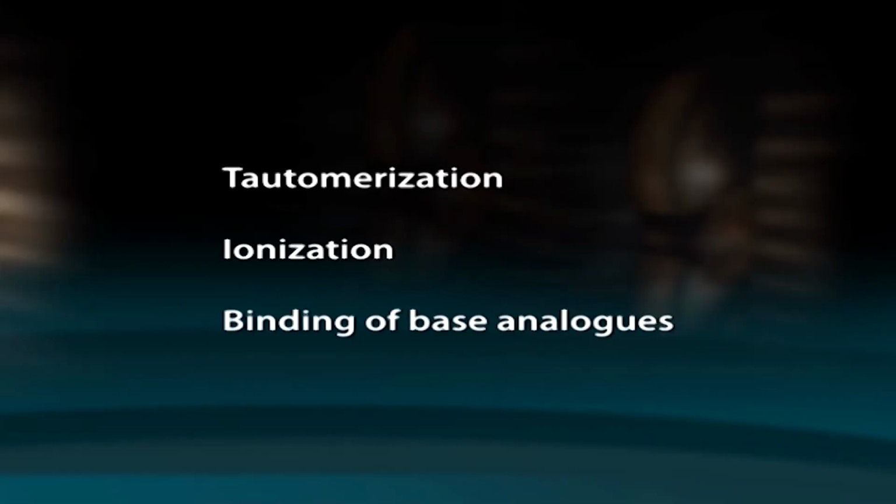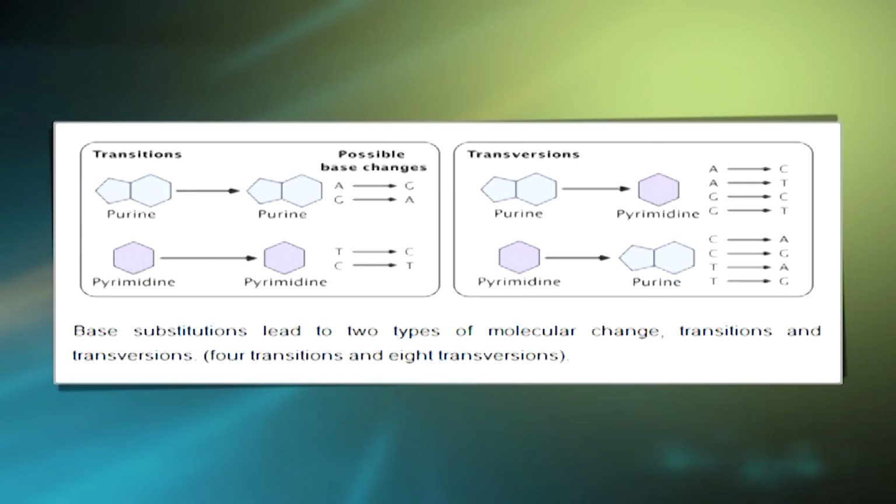Transversional substitution is extremely rare and its genetic significance is not definitely understood. Spontaneous transitional base pair substitutions occur by three processes, namely tautomerization, ionization and binding of base analogues. In this figure, you can see the base substitutions leading to two types of molecular changes, which are transitions and transversions. 4 transitions and 8 transversions are represented in this particular figure.